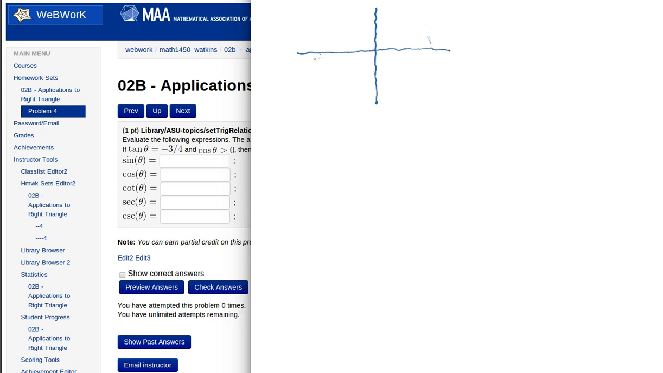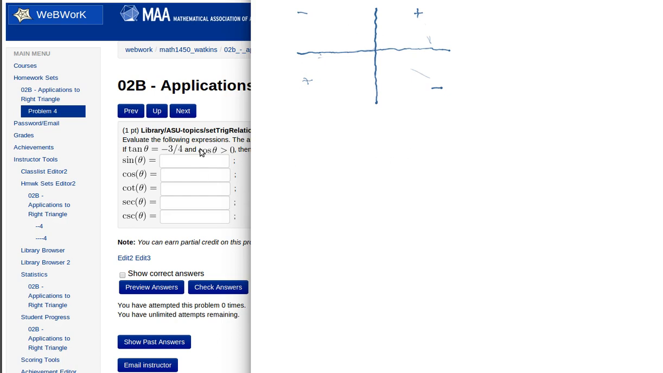In the third quadrant, however, both the x value and the y value, the adjacent side and the opposite side, are both negative, so the tangent's going to be positive there. Over here in the fourth quadrant, the opposite side is going to be negative and the adjacent side is going to be positive. So the tangent is going to be positive here, negative here, positive here, and then negative again here. So it's in one of these two quadrants.